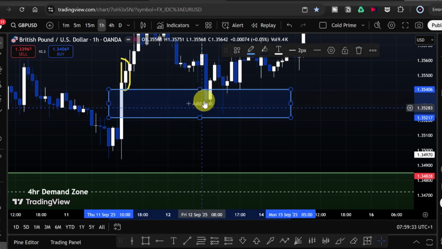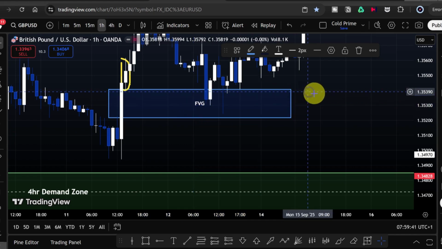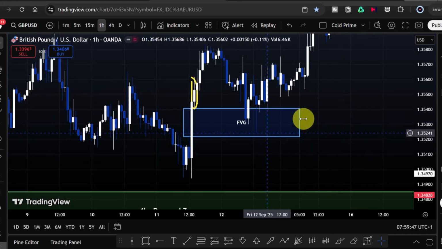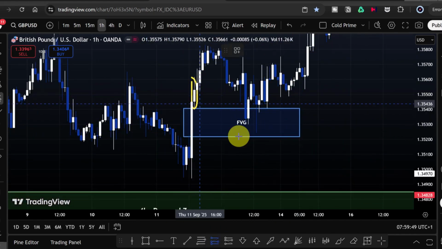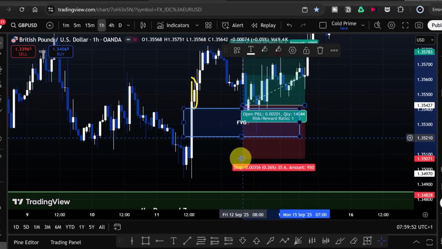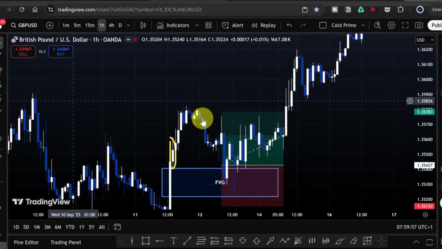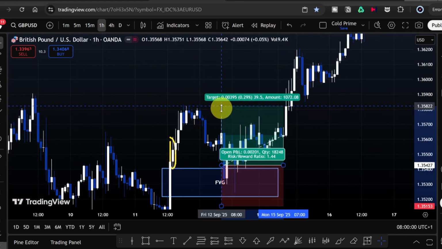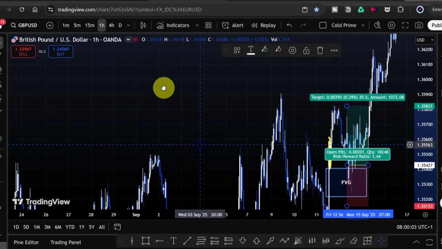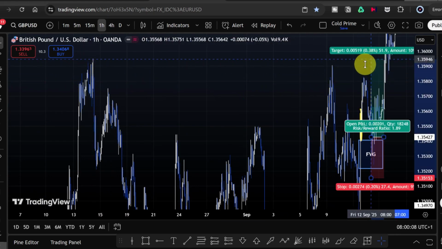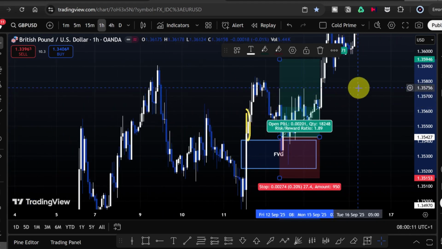So now you can see price came to that fair value gap. Came and tapped on that fair value gap, and guess what? It rallied. And if you're trading fair value gap, as price came to that fair value gap here, you could put your stop loss here, your entry here, and then you could target this high, which will give you 1:1, or you could use a fixed RR, or you could target this higher high here, that gives you almost 1:2.